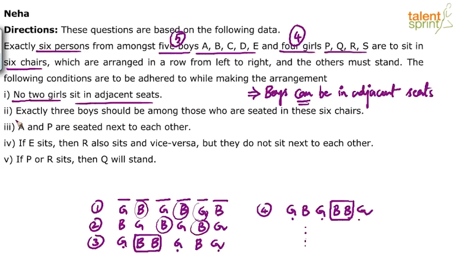Next point, look at the next condition. Exactly 3 boys should be among those who are seated in these 6 chairs. Exactly 3 boys. Each term is important. There cannot be more than 3 boys or less than 3 boys. Exactly 3 boys should be among those who are seated in the 6 chairs.